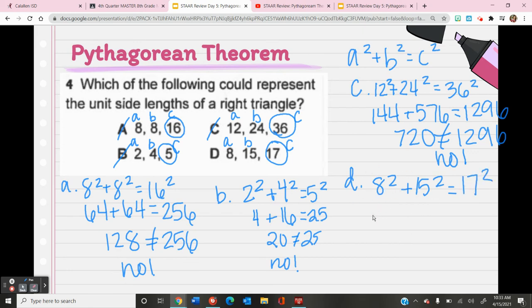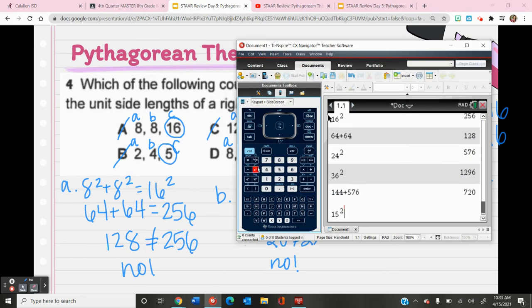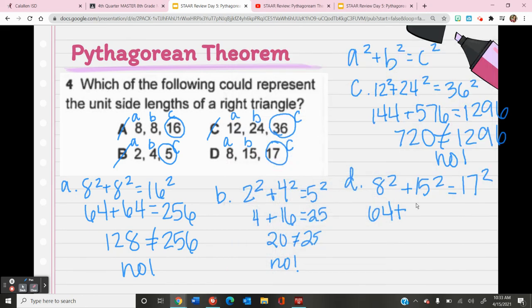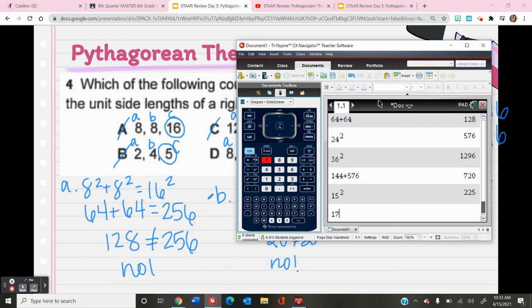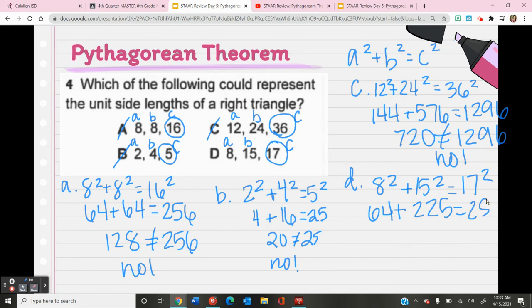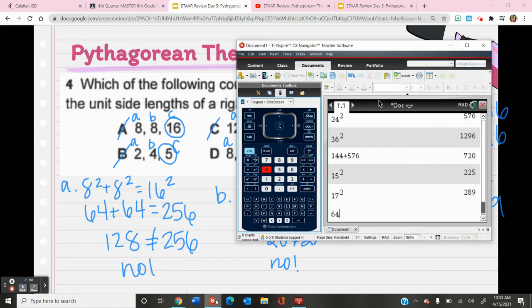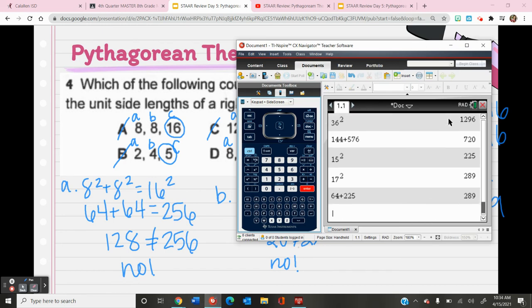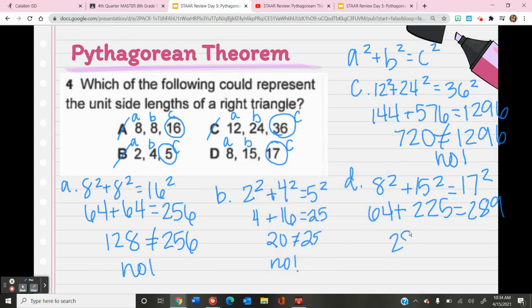So 8 squared equals 64. Plus 15 squared in our calculator will give us 225. And then we have 17 squared, which I believe is 289. So now we just want to make sure this side equals this side. So 64 plus 225, does it equal 289? It does. So both sides equal each other. So yes, this is an example of the Pythagorean theorem.